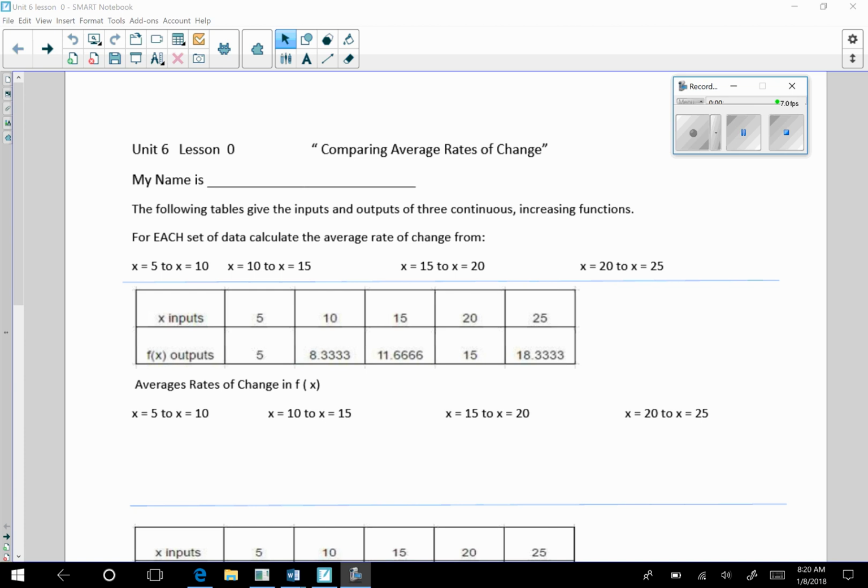Let's get you started on today's e-learning assignment. This will be lesson 0 of Unit 6. For the most part, all of the questions on this assignment will be a review. But let's walk you through it so that we have a good handle on what we're asking you to do in this assignment.